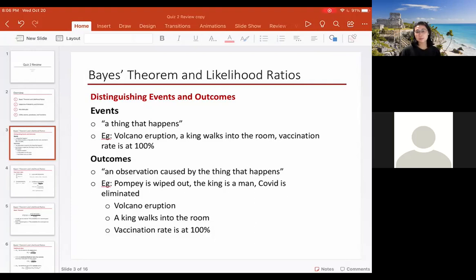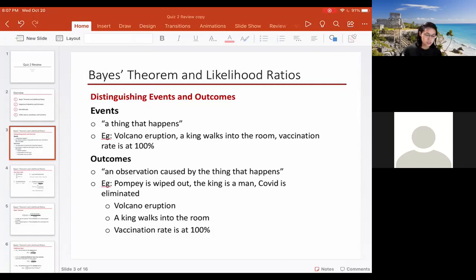An event is something that has occurred, like a volcano eruption. I'm not sure if you saw this in the module videos, but Dr. Reed gave the example of a king and the probability of the event of a king walking into a room, and the observation that the king is a man. So the event is essentially the king walks into the room, right? And the outcome is that the king is a man, because an outcome is an observation that is caused by the thing that happens.